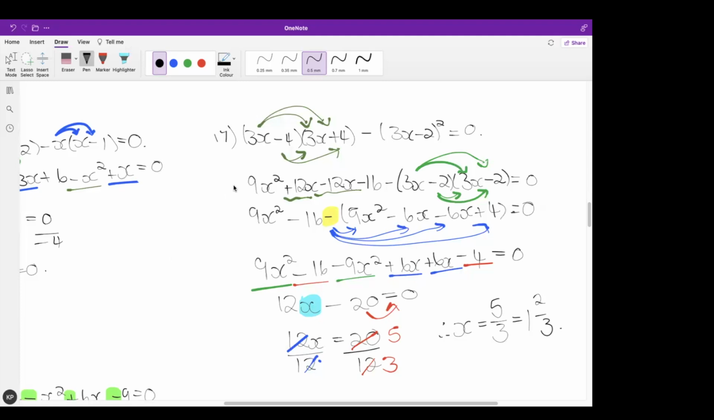Okay, let's check. I didn't make a mistake, right? 3x squared plus 12 minus 12 minus 16. That's fine. This is 9x squared minus 6 plus 4. Then negative, positive, positive, negative. 9x minus 9x squared gone. 6x plus 6x is 12. Negative. There we go. We're correct.